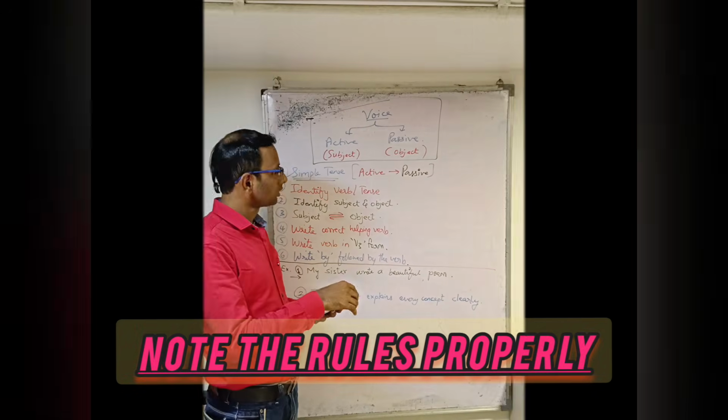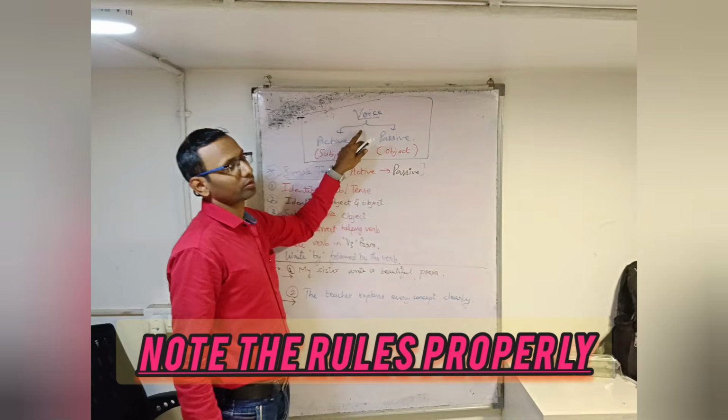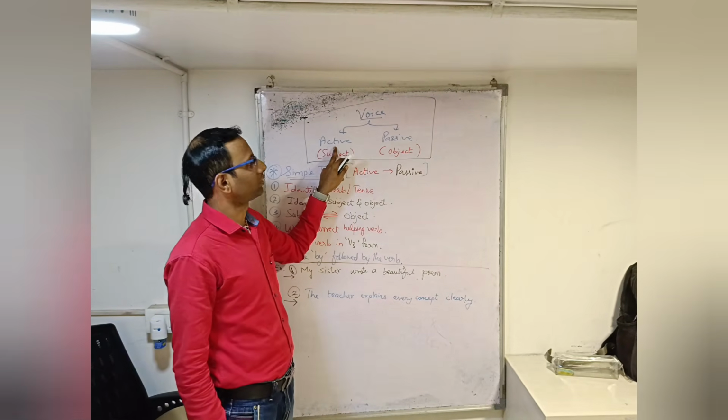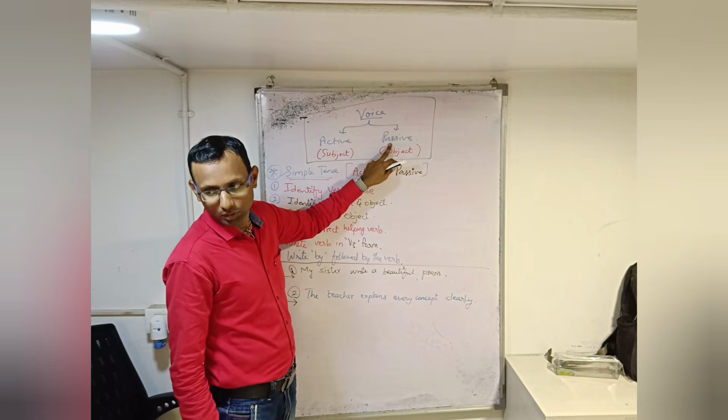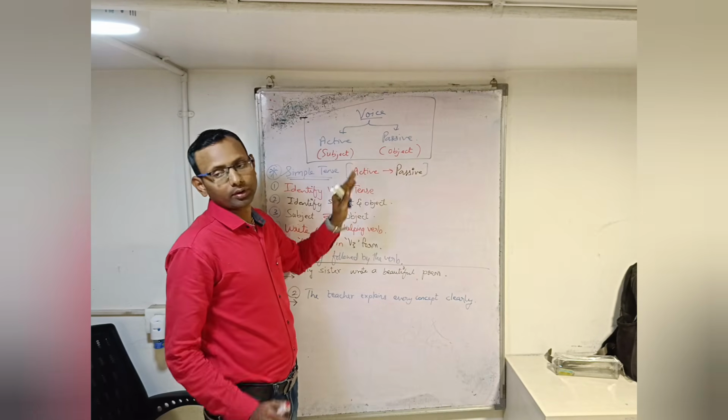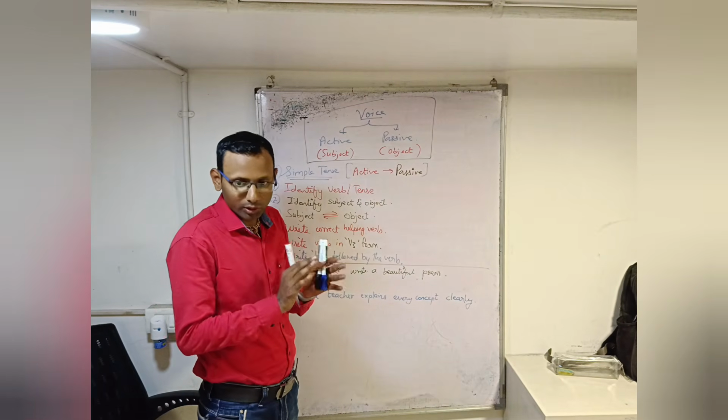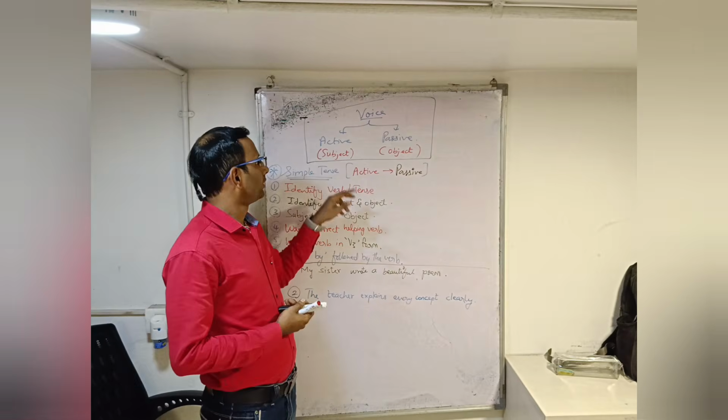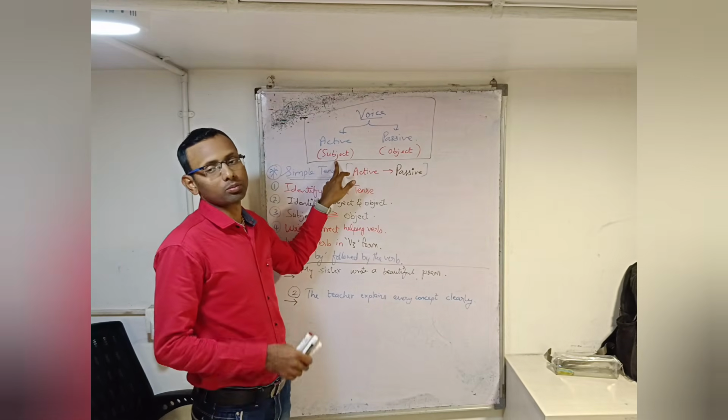So let's start. This topic is voice. There are two types of voices, active and passive. Basically what we do here, the same sentence is spoken in two different ways. In the active voice, the subject comes first.